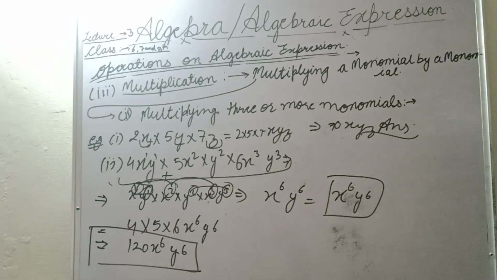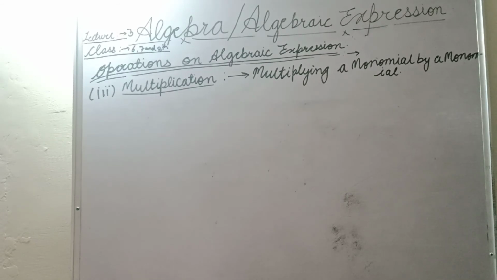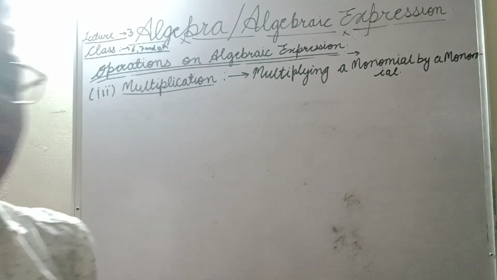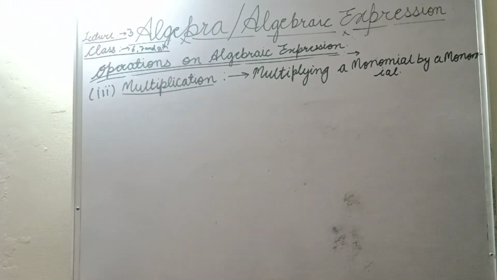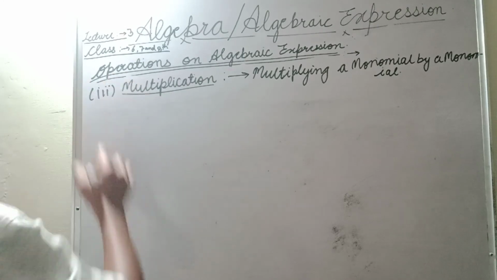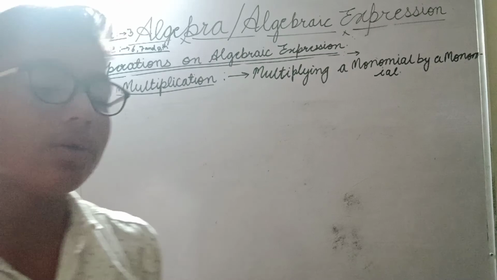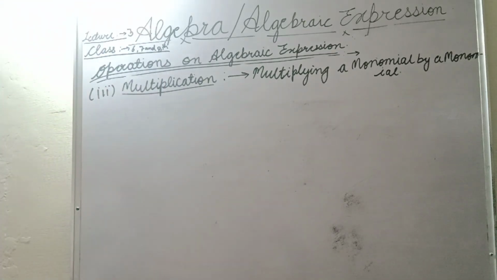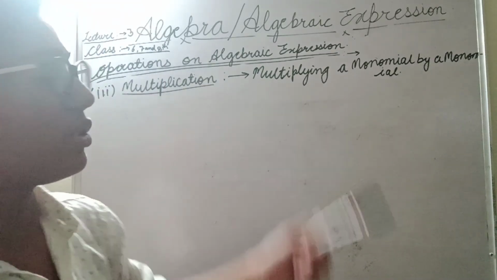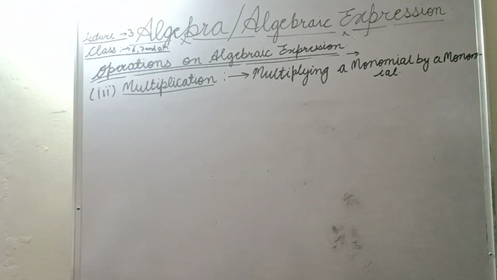And now we will move forward. The remaining topics about multiplication, identities and factorization, the division, which we call factorization, we will discuss in our lecture number 4 of algebraic expressions. And this is the ending of the video.